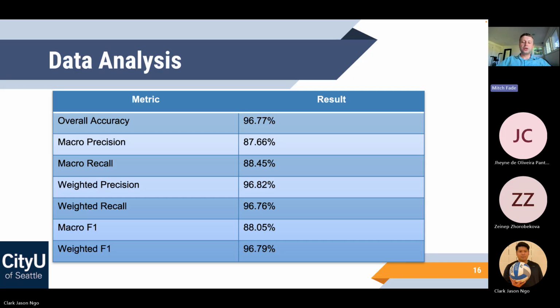The macro precision is the precision if you took the average of the precision or recall per label, regardless of the number of samples. And then the weighted precision and recall is weighted so that labels with more samples have a higher weight. And these both also had balanced performance. Next slide.